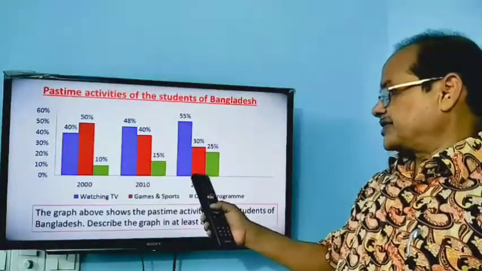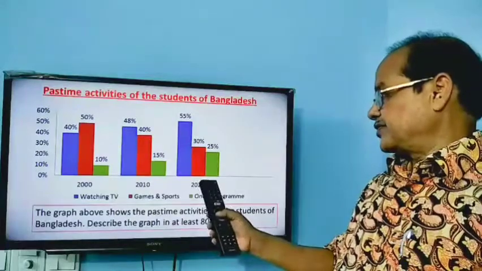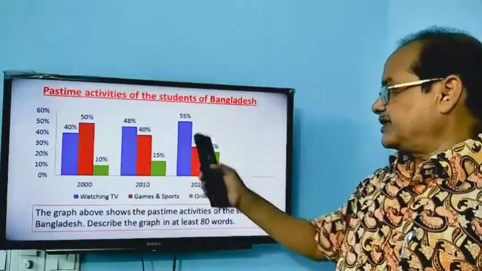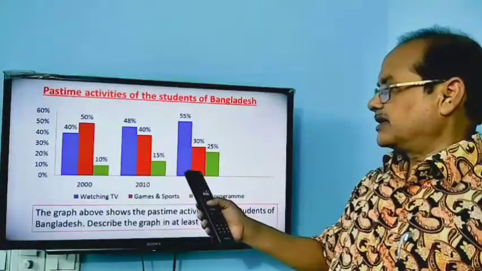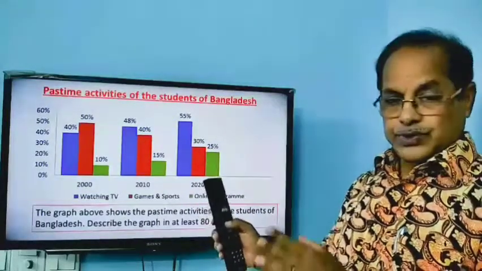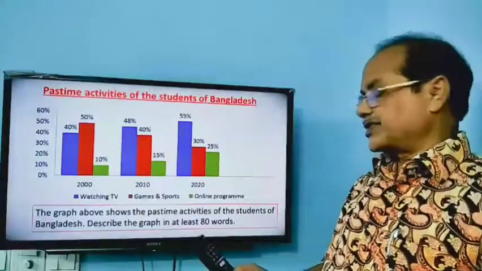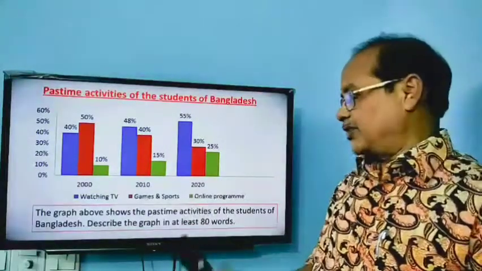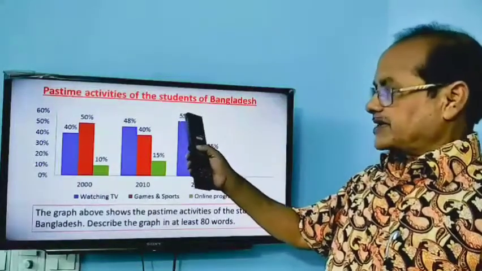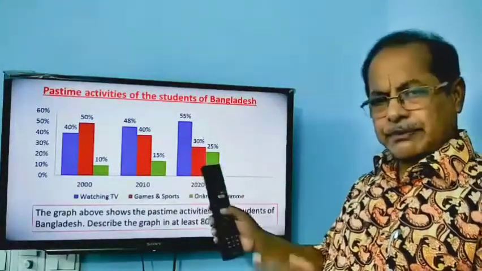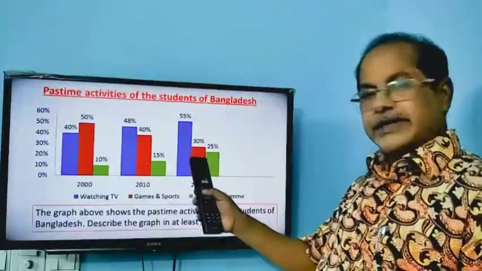In the recent survey of 2020, the present year, the number of students watching TV has increased abruptly due to coronavirus. The students are not going outside, and that's why they want to pass their time watching TV. It has increased by 55%, and games and sports have decreased much more. It has been further decreased.